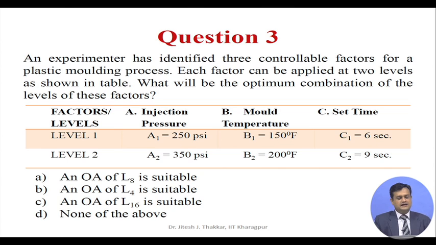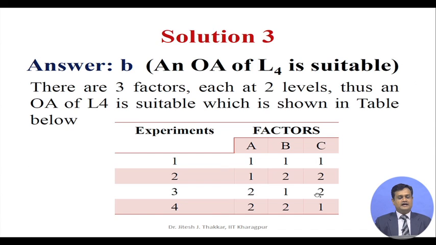So, options are A, an OA of L8 is suitable, then second is B, an OA of L4 is suitable, third C, an OA of L16 is suitable, and D, none of the above. So, you have studied this concept in the lecture and you can recall. So, here the correct answer is B, an OA of L4 is suitable. So, there are 3 factors each at 2 levels, thus an OA of L4 is suitable, and you can see how various experiments will associate various levels with the factors A, B and C.